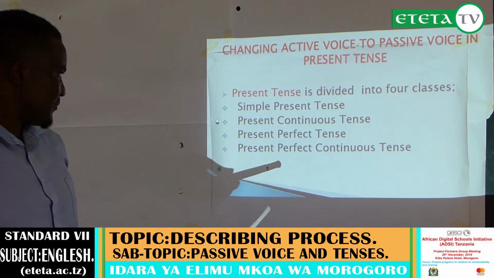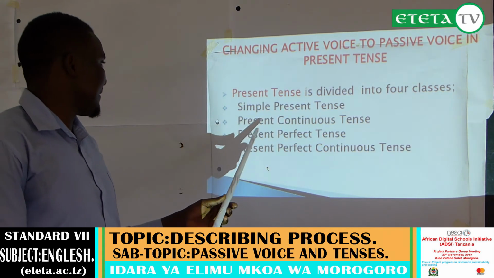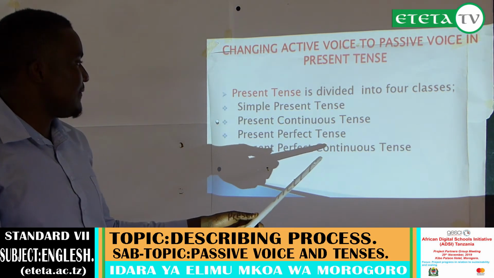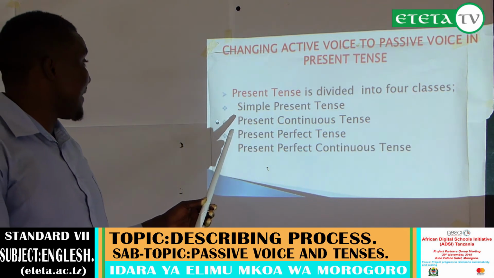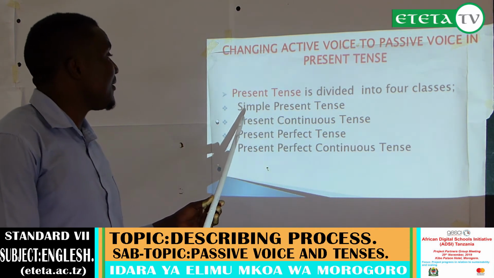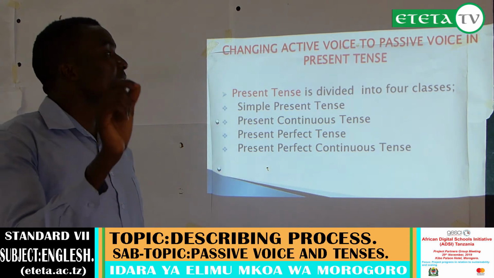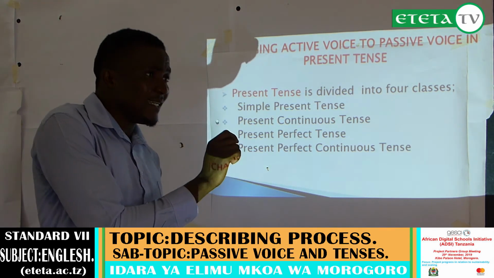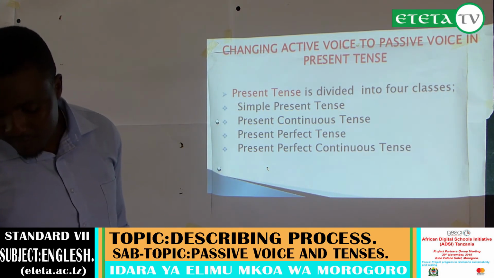Yes, these are the classes of present tense. We have simple present tense, present continuous tense, present perfect tense, and present perfect continuous tense. Let me start by giving you the meaning of simple present tense, and then we shall see some examples of sentences in simple present tense with active voice. Then we shall change them into passive voice.